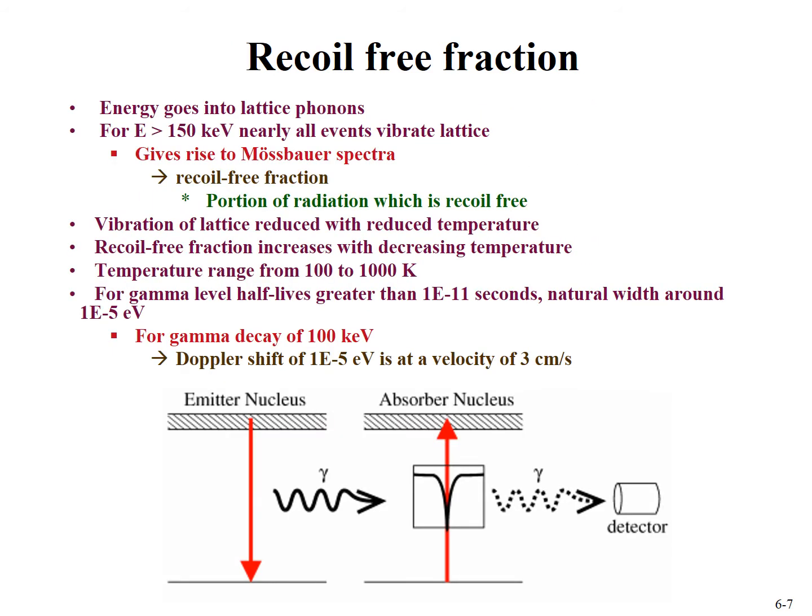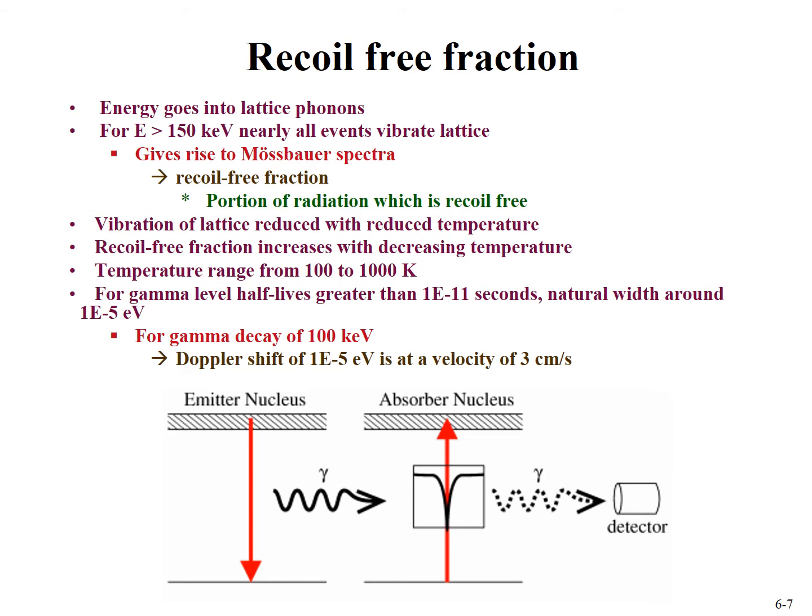So fundamentally, if I use a sample for something, especially an energy that's above 150 keV, nearly all events vibrate the lattice, and this will give rise to the Moessbauer spectra. There's a large recoil-free fraction. In other words, that's the fraction that doesn't vibrate the individual atom, but vibrates the entire lattice.